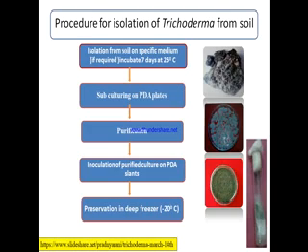So how can we isolate Trichoderma from soil? Isolation from soil on specific media if required. Then incubate 7 days at 25 degrees centigrade. Subculture them on PDA plates. Purify them. Then inoculate the purified culture into the slants.